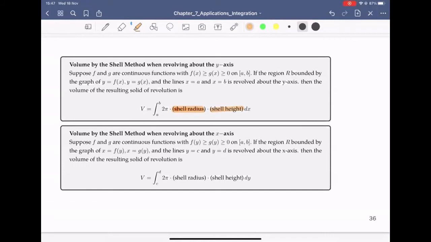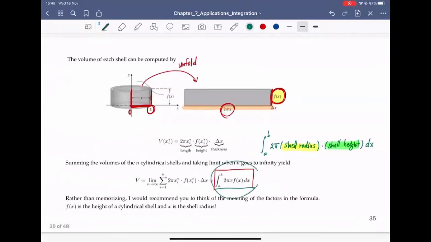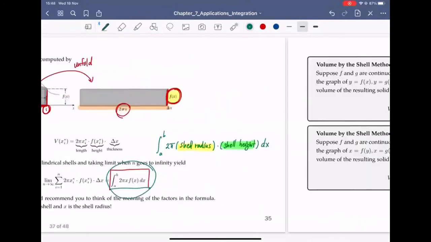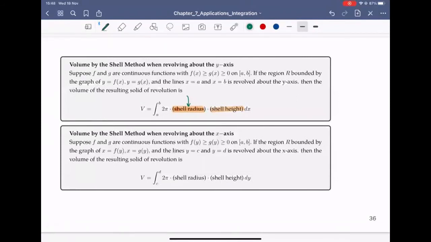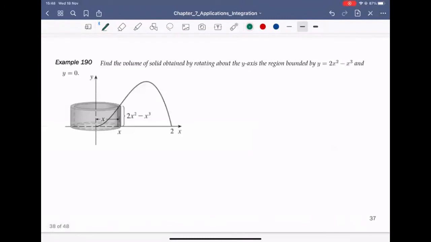If I move the axis of rotation to some other line, not the x-axis or y-axis, your shell radius is going to be different from x or y. If you just memorize the previous formula, it's going to be terrible, because you have to fix your formula all the time, since your radius can be something other than x and y. You will see it. Let's talk about the example so you see the more conceptual idea about this. Example 190 is going to be your first example about the shell method.